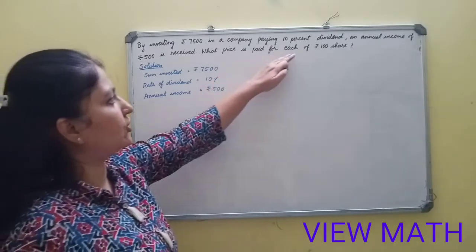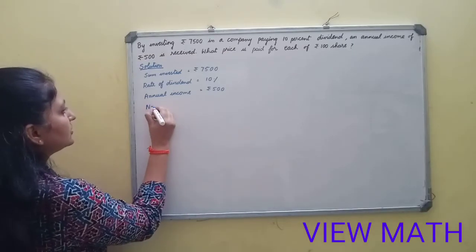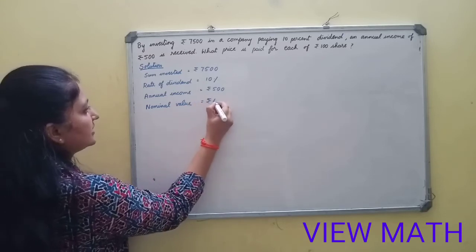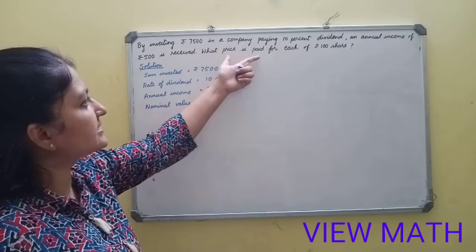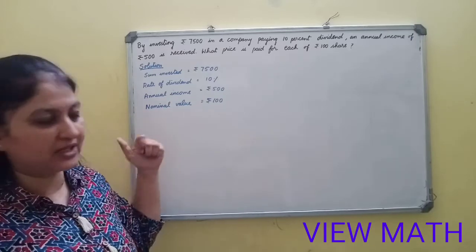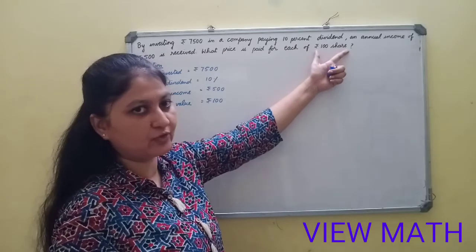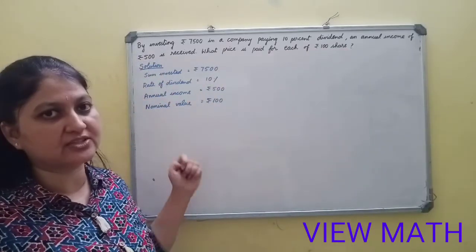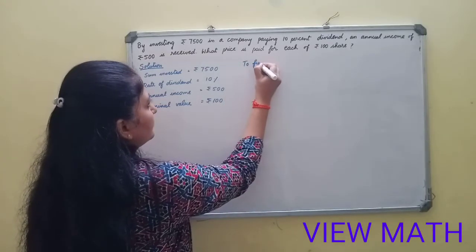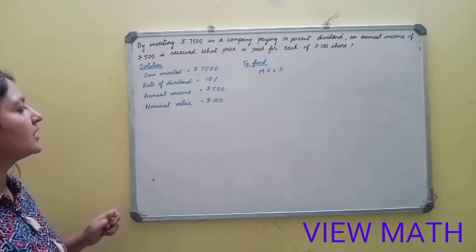What price is paid for each of rupees 100 share? Rupees 100 share, that means nominal value is equal to rupees 100. What price is paid for means they are asking us to find out the market value of the share. This is the nominal value of a share. So if you understand the question, it is very simple. They are asking us to find out the market value.